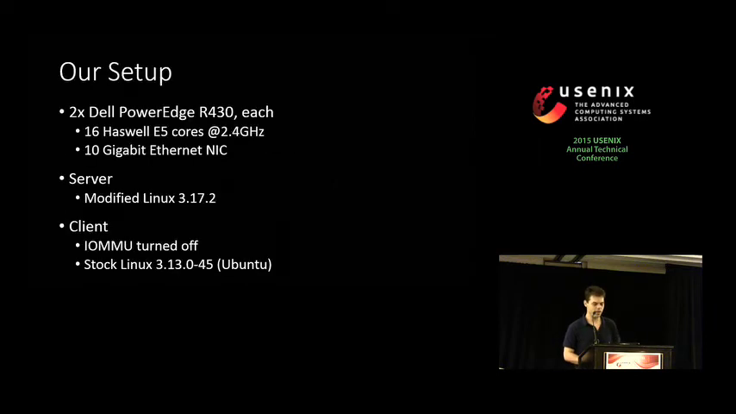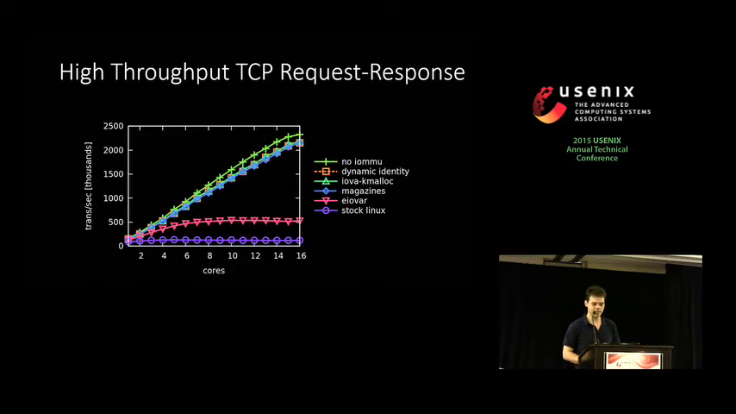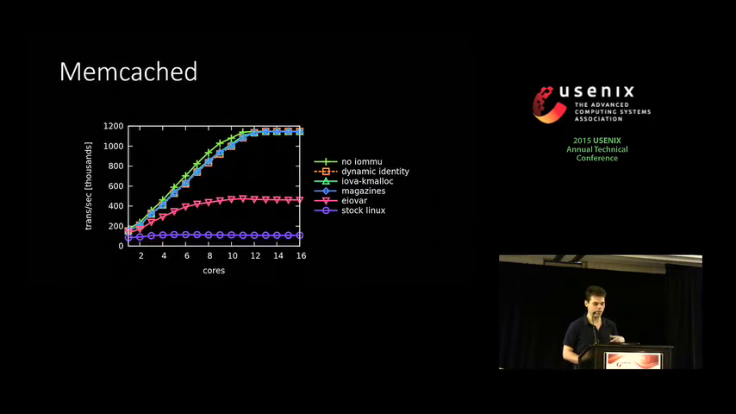Okay, so to evaluate, we are working on two more or less identical machines. Each has 16 Haswell cores and a 10 gigabit NIC. The server is where we'll change our designs, and the client will be a simple load generator. So for a running example, we can see that all of our designs actually scale quite well, linearly with a constant overhead. And when we look at a Memcached workload, we see very similar results. Our designs scale linearly right until the point where they hit the line rate.